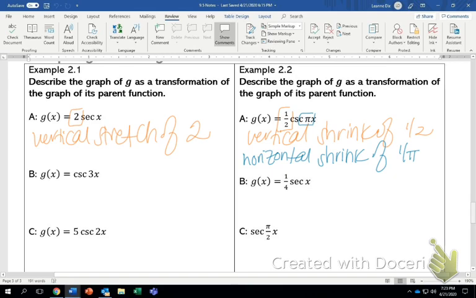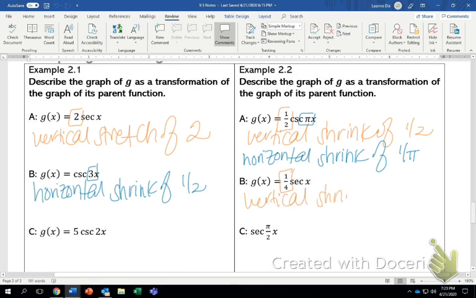All right, and then the letter B's, I'll let you guys do letter C's, just like I am letting you do for example 1. We have just our B value 3 in cosecant 3x in 2.1b. That is a horizontal shrink, because you have to flip it, of 1/3. All right, and then finally in the last letter B, you have that 1/4 in front, so this is a vertical shrink of 1/4. All right, so that is it for this section.